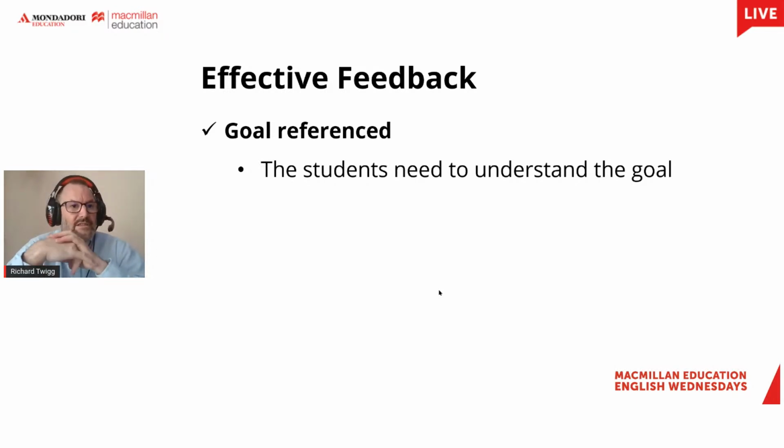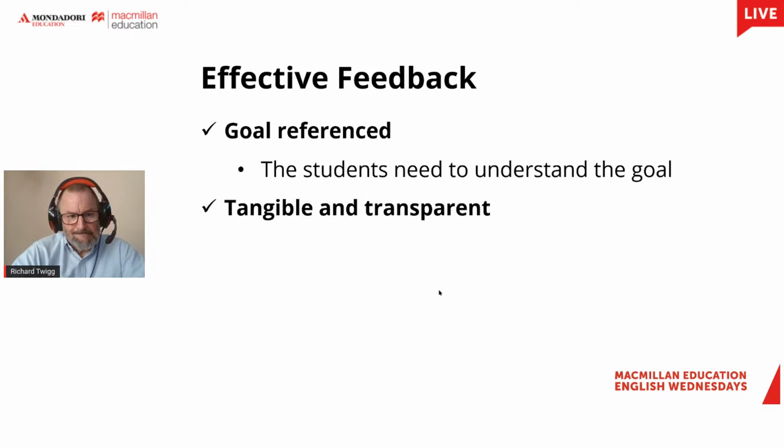So if it's a goal that they've set, hopefully they understand it. If it's a goal that we have set because maybe they're in a particular year group or they need to reach a particular level, whether it be for IELTS or for an end of year test or a mid-course test, or in order to move on to the next level or the next unit, the students need to understand what that goal is. They need to buy into the goal. It can't just be a goal that we as teachers set that the students don't understand.